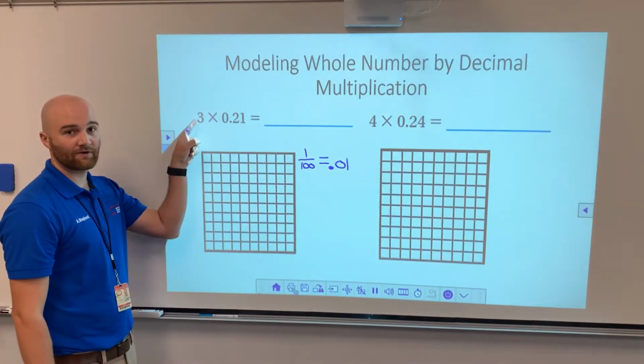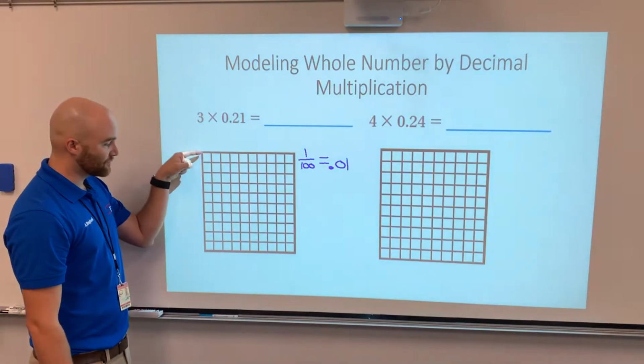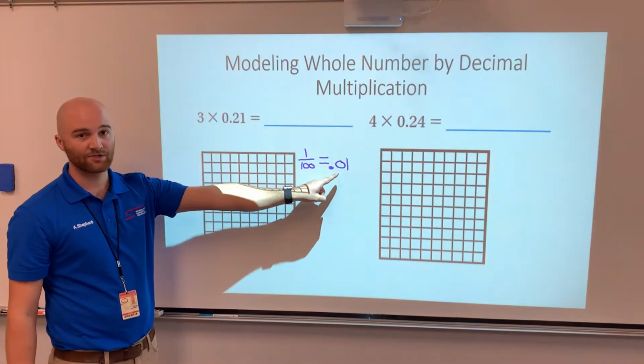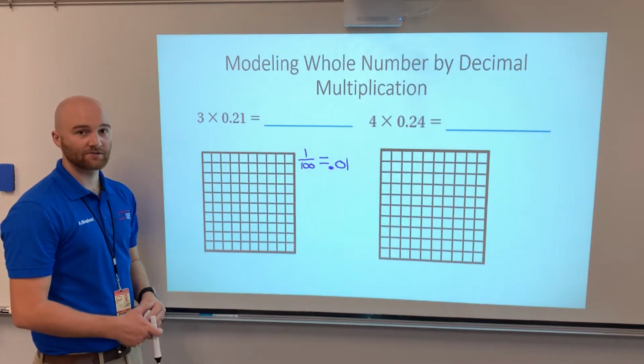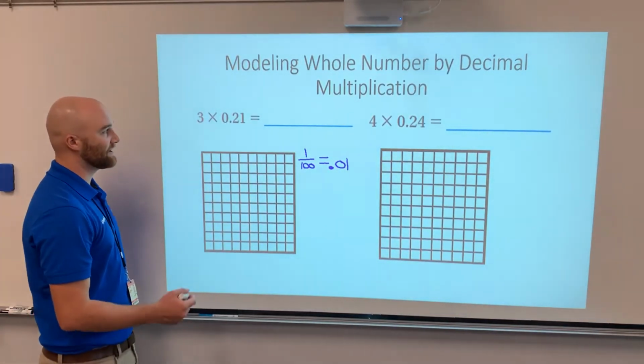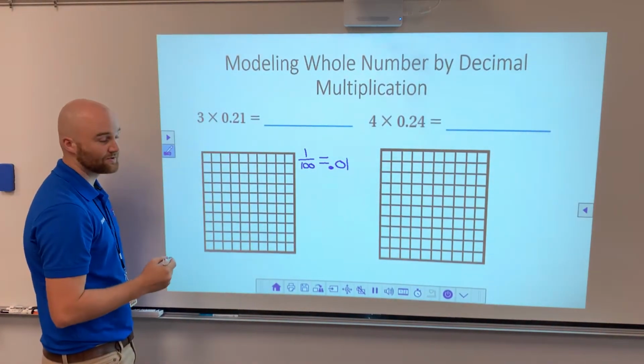I can use that when I multiply, because 3 times 21 hundredths, all I have to do is come up with 3 different colors, and for each of those 3 colors, shade in 21 of my 100th size squares, and I should be able to find the answer. Let's look at it and test it out.